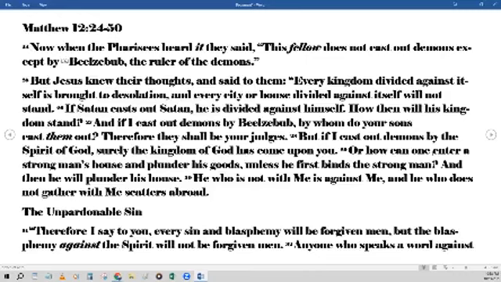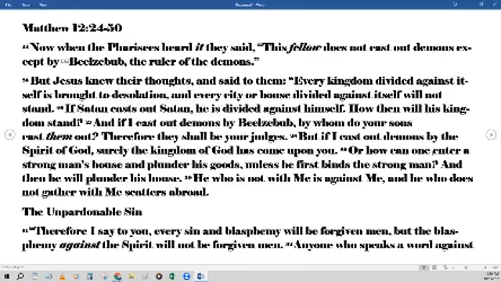Therefore they shall be your judges. But if I cast out demons by the Spirit of God, surely the kingdom of God has come upon you. Or how can one enter a strong man's house and plunder his goods, unless he first binds the strong man? And then he will plunder his house. He who is not with me is against me, and he who does not gather with me scatters abroad.